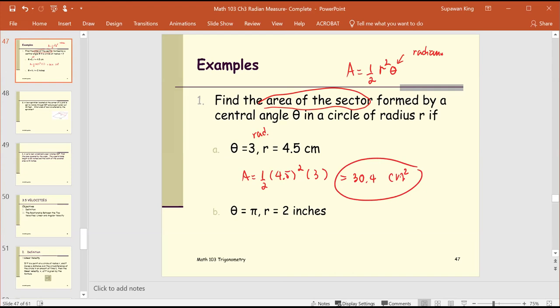In part B, the angle theta is pi, which is already in radians. R equals 2 inches. The area of the sector, or A, equals 1/2 times r squared, which is 2 squared, multiplied by angle pi to get 2 pi, or about 6.28 inches squared.